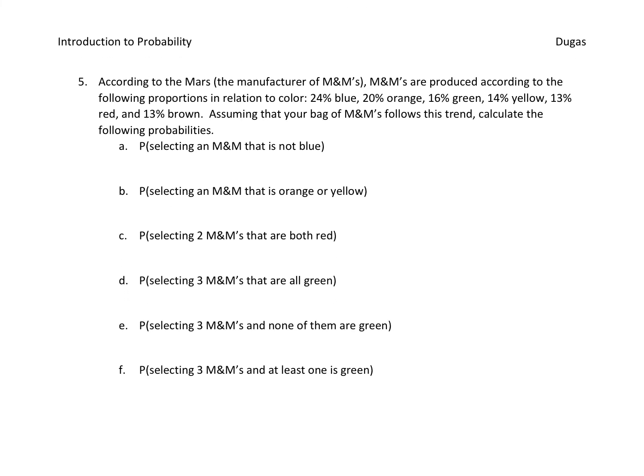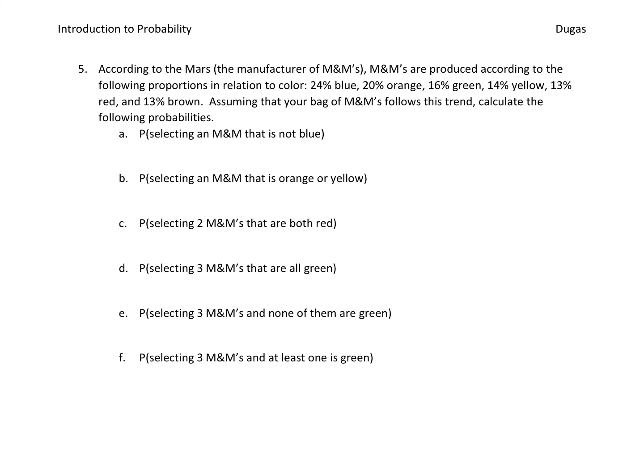All right, let's look at number 5. So this will be our final example for this video. According to the Mars Corporation, M&Ms are produced according to the following proportions in relation to color. 24% blue, 20% orange, 16% green, 14% yellow, 13% red, and 13% brown. Assuming that your bag of M&Ms follows this trend, calculate the following probabilities.